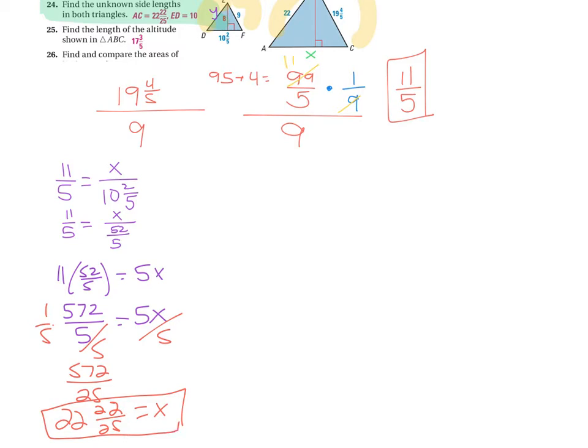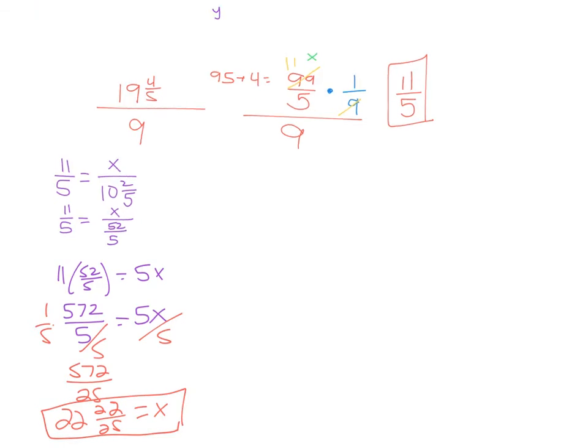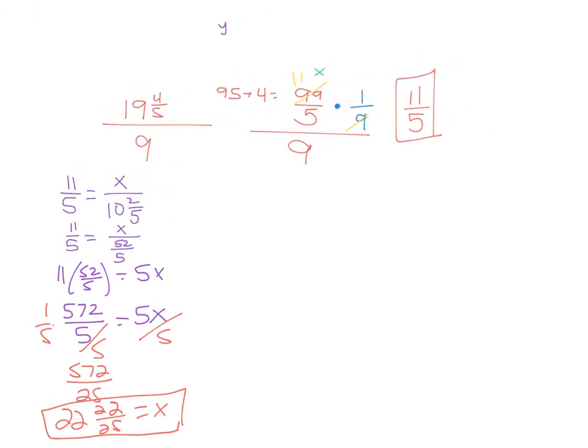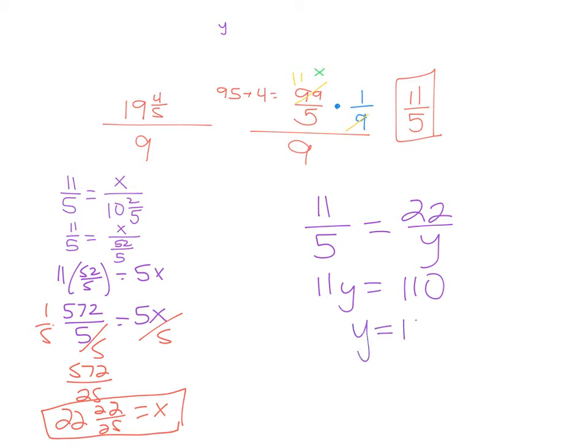And then I have to do the same thing for the side that we marked as y. So 11 over 5 equals, and we went big triangle to small triangle, so I have to do the same thing, 22 over y. And then 11y equals 110, and y would equal 10.